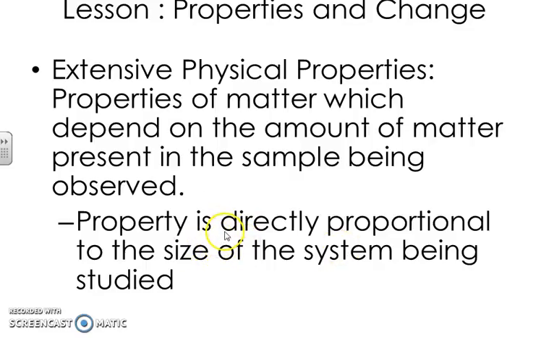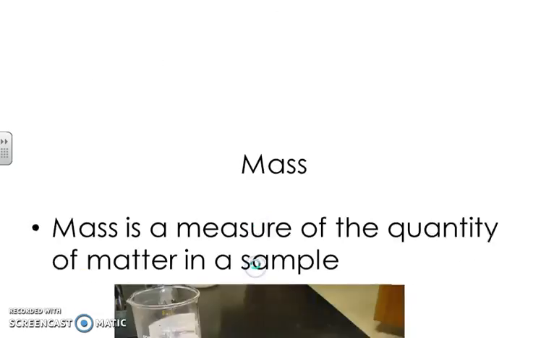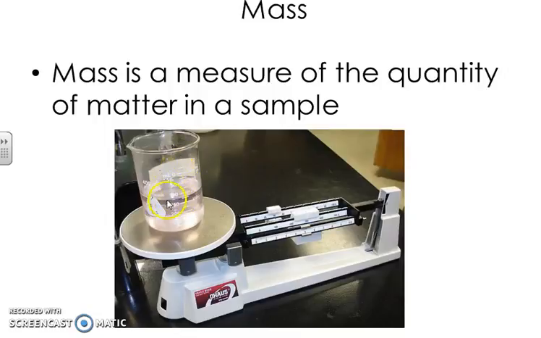So this is something that when we look at it, we ask ourselves, does this property depend on how much we have? If we change how much we have, does it change the property itself? Examples of this would include mass. Obviously, if you increase the amount of matter that you have, or you have larger amounts of matter, you end up with larger masses.